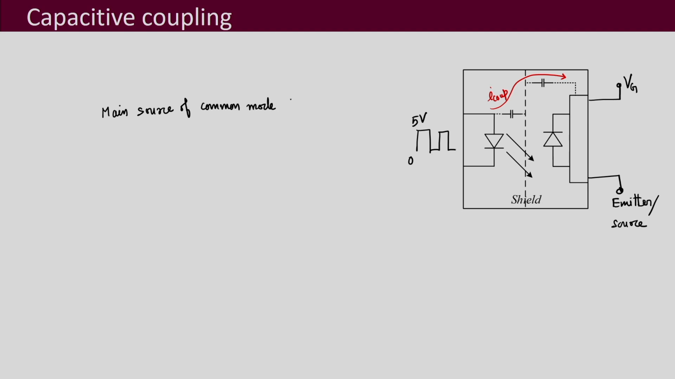Now, what is common mode and differential mode? Those things we will see later on in the course, and this leads to lower CMTI, which we will be discussing now, and it leads to perturbation in LED current during common mode transients.